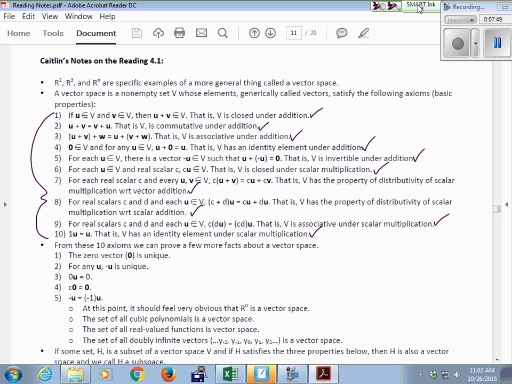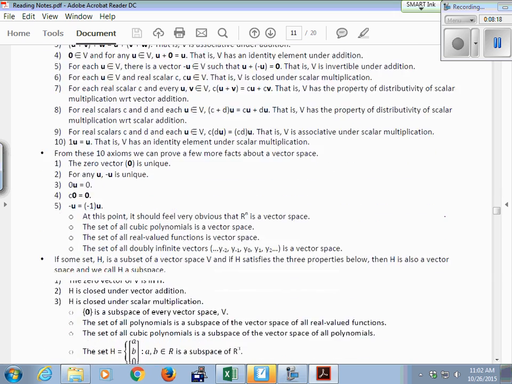The set of all doubly infinite vectors, going from infinity to the negative and infinity to the positive, is a vector space. Okay. All right, I'm going to erase this for a second. So like I said, the Rn's feel natural because these are all properties of real numbers, but there are lots of other things that can satisfy those properties.